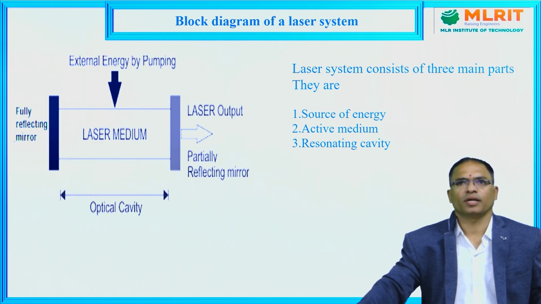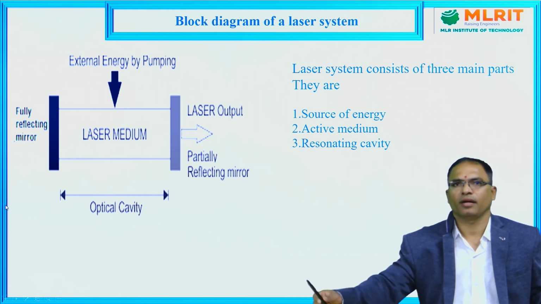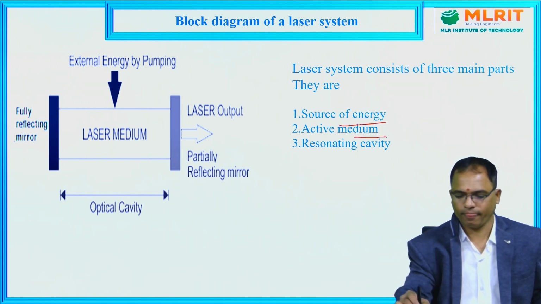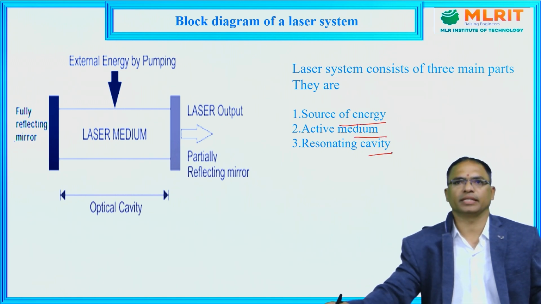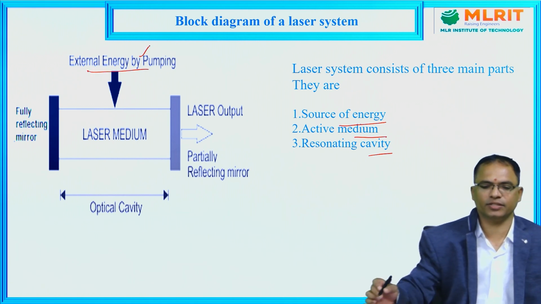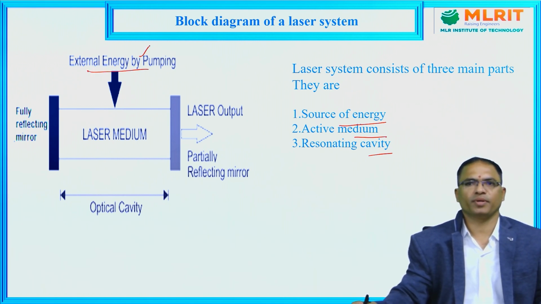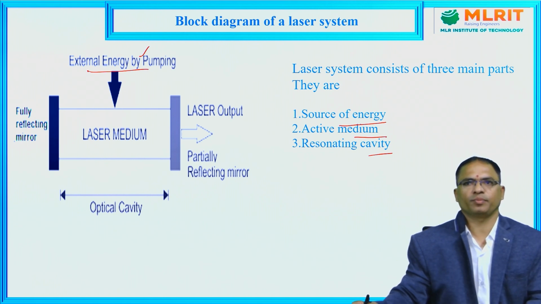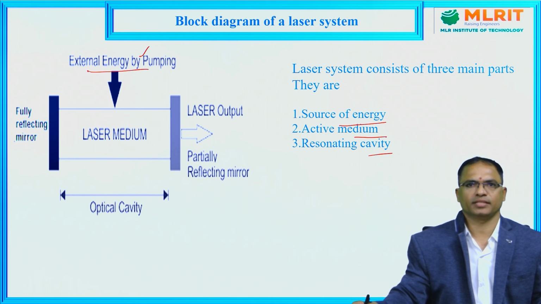Now, as we know, block diagram of a laser system. Block diagram of any laser system consists of three parts: source of energy, active medium, resonating cavity. Source of energy is here. This is external energy source. The name itself implies that it is used to give energy to the particles of ground state so that they will move from ground state to excited state.